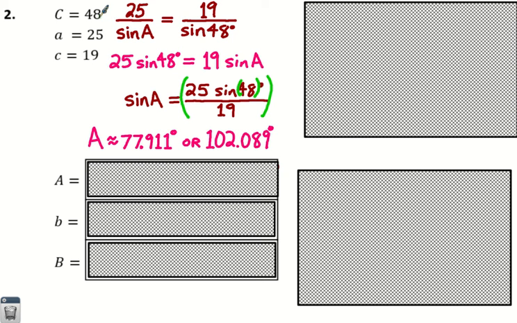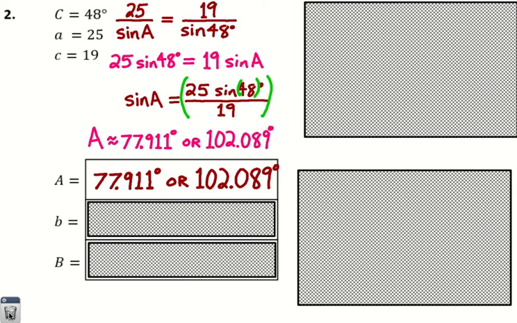Because if you had a triangle that had an angle C of 48 degrees and an angle A of 102-ish degrees, there'd be leftover degrees for a third angle. So guess what? This could be angle A, but so could this. They are both valid answers for angle A. So we're going to have two totally separate triangles as solutions, two separate solutions, okay? So both of these are going to be good. So angle A could be this or it could be that.